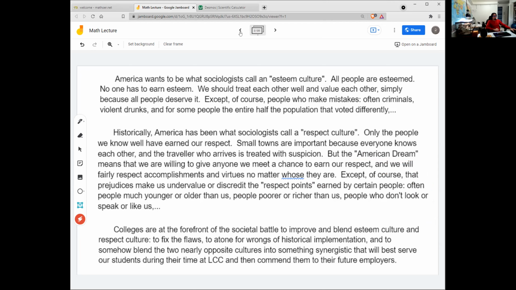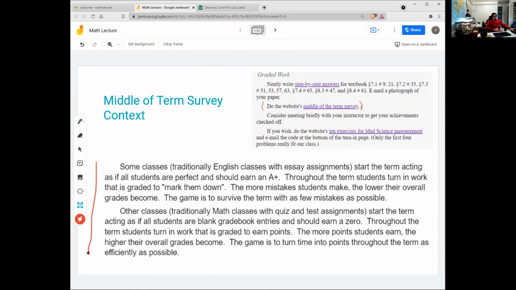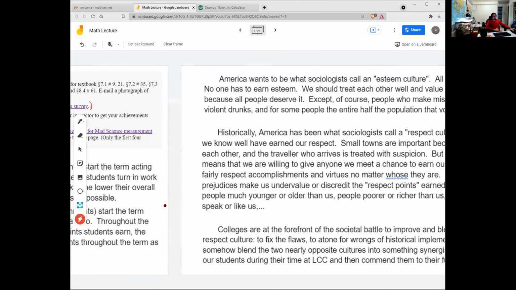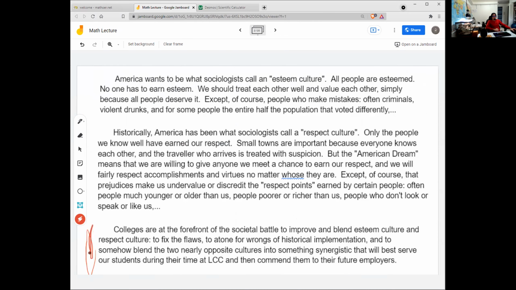So colleges, partly because of the grading from the previous slide, are at the forefront of this battle. How much are we an esteem culture and how much are we a respect culture? How can we blend those together? How can we fix the flaws that both of those have? How can we atone for historical wrongs and how these were implemented? That's this culture war that's going on.